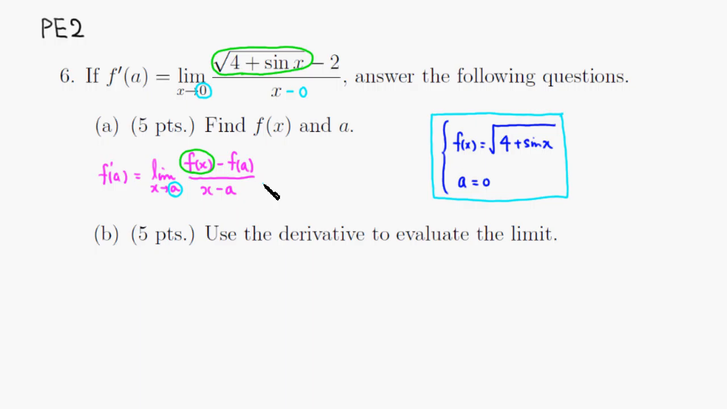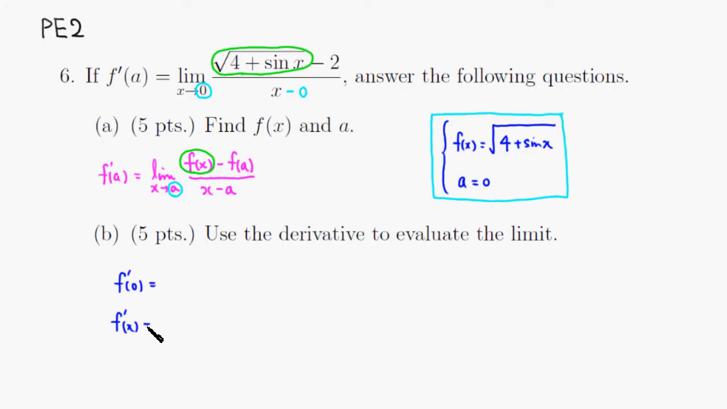All right, it says to use the derivative to evaluate this limit. We want to evaluate this limit, but what you're looking for is really f prime of 0. But we can find f prime by going ahead and taking the derivative.